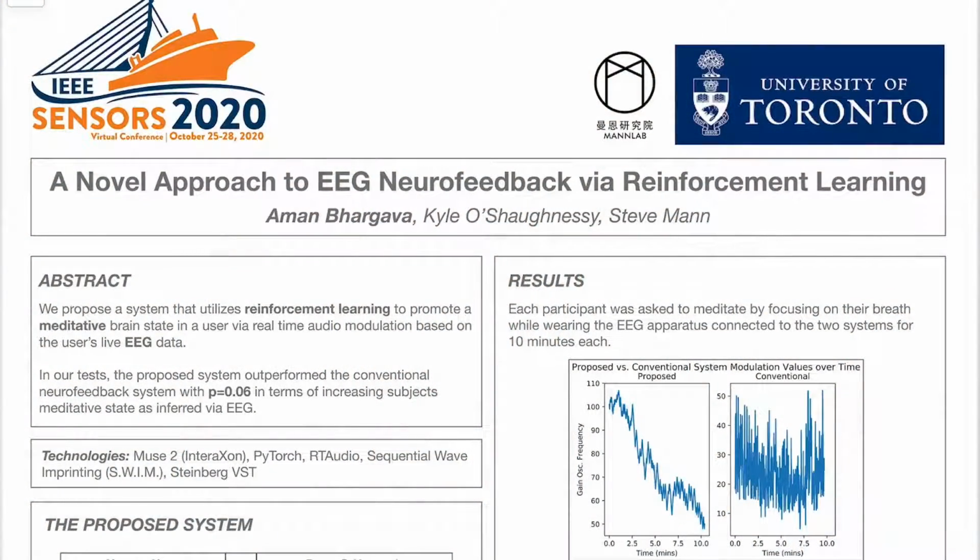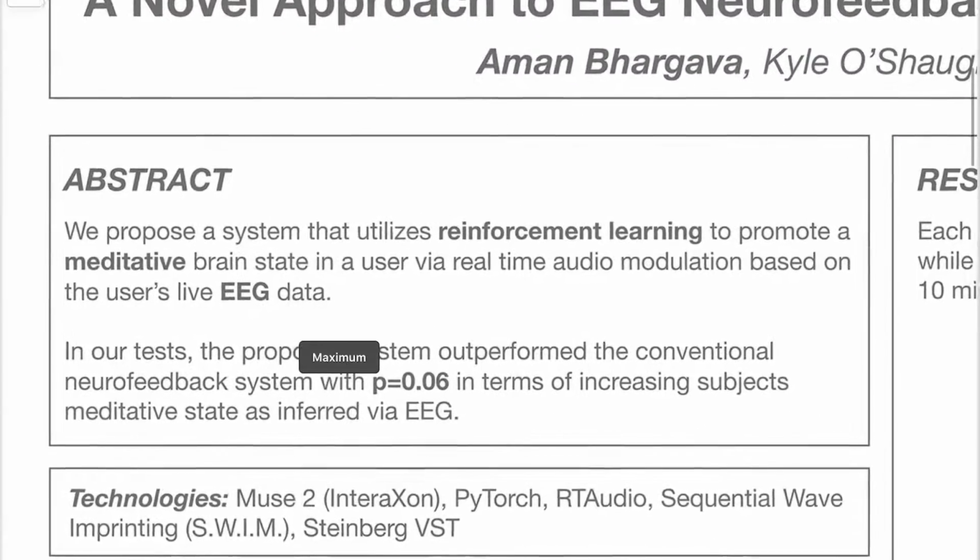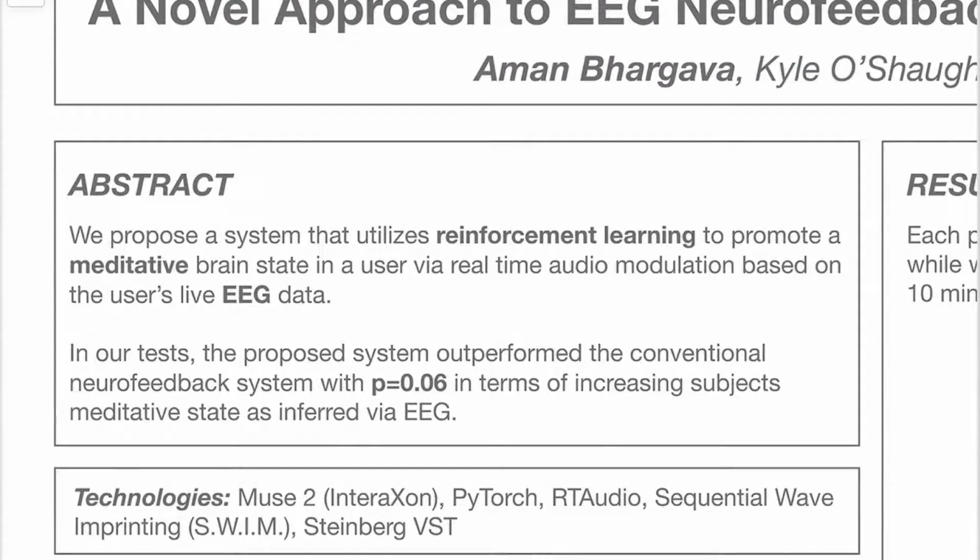So to begin with a summary, the problem that we're trying to solve here is how can EEG data be used more effectively to improve the quality of a user's meditation? Our proposal is a deep reinforcement learning biosensor feedback system where the reinforcement learning agent modulates a musical experience in real time based on the user's EEG with the goal of guiding the user to a more meditative brain state.